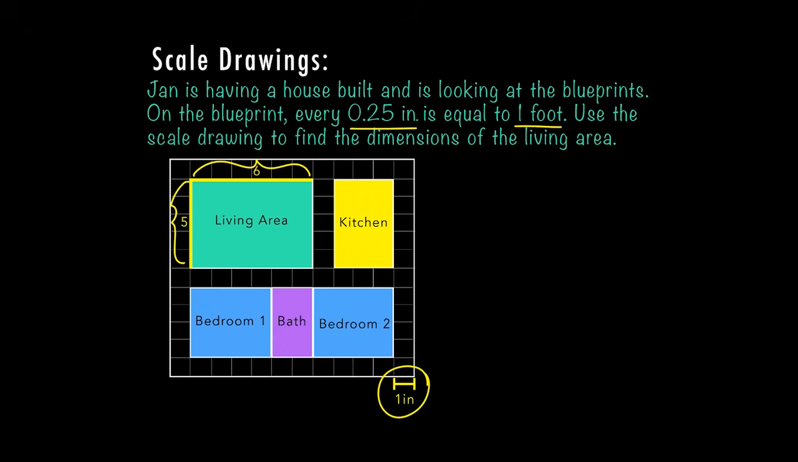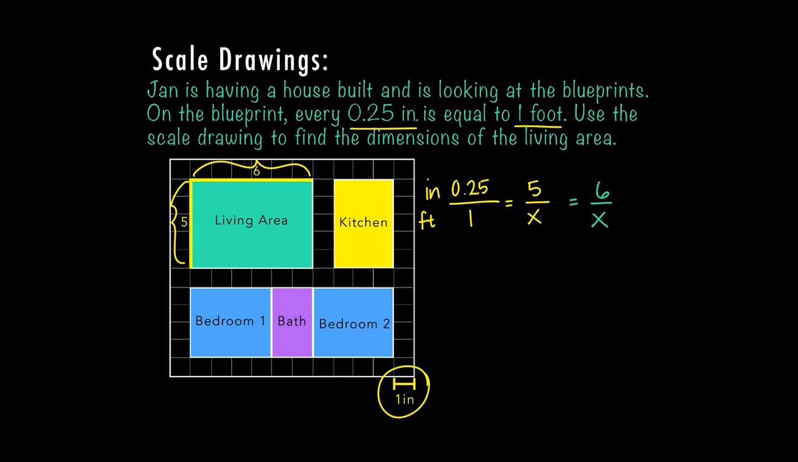I'm going to have to set up a proportion, and I'm going to use my initial scale in order to find each of these lengths, the 5 inches and the 6 inches. I'm going to put inches over feet. In this case, a 1/4 inch is equal to 1 foot. I know that that's going to equal 5 inches over an unknown amount of feet. It's also going to equal 6 inches over an unknown.